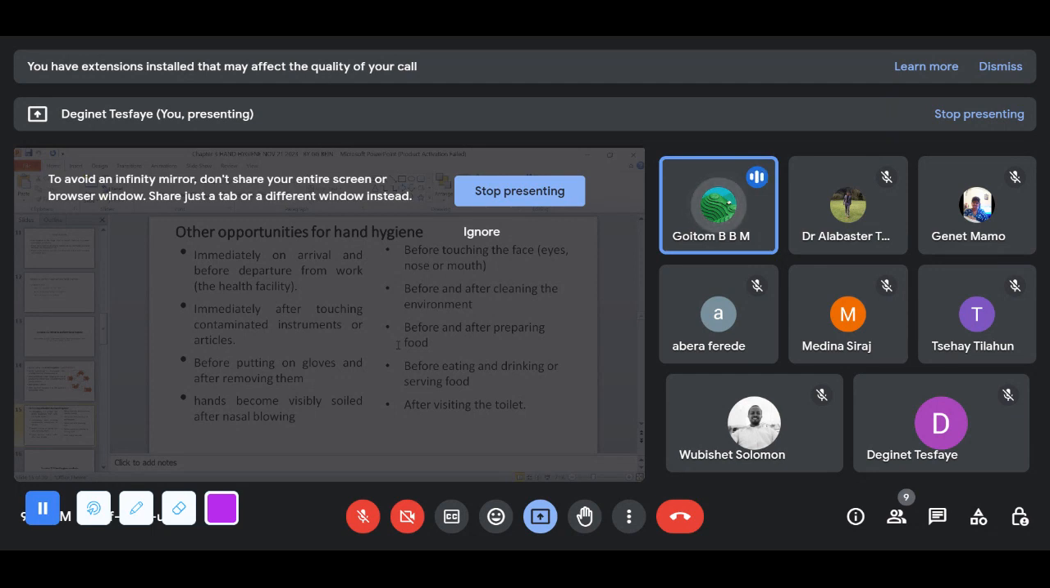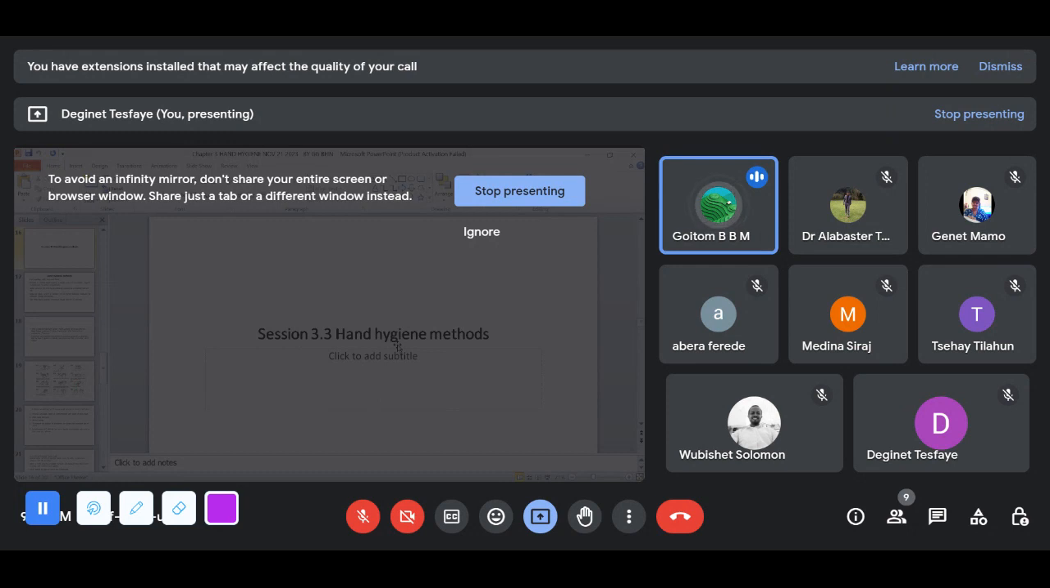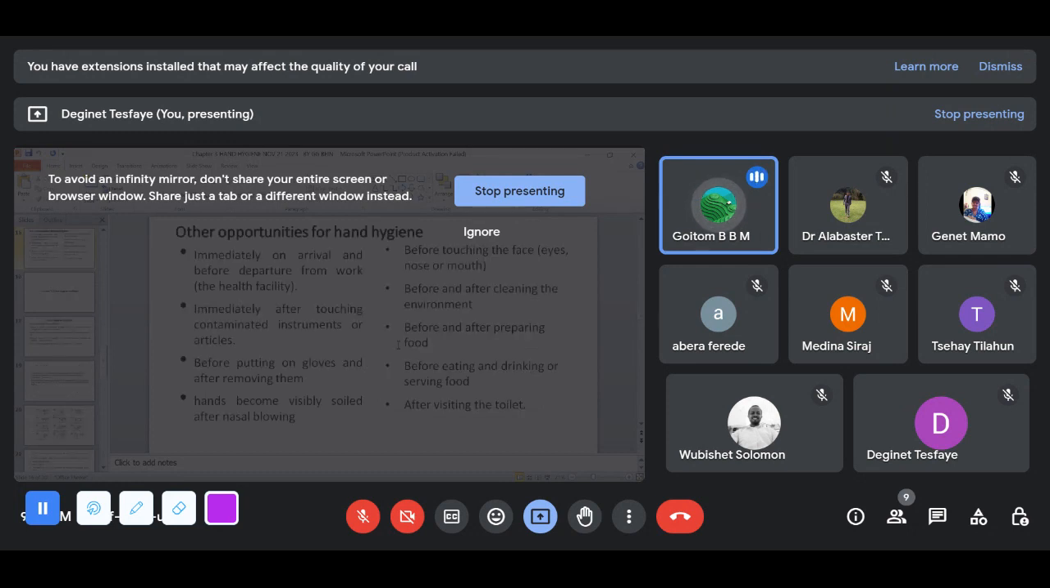As we know also, before eating and drinking or serving food, and after visiting the toilets, there are also other opportunities. But the very five are before making contact with the patient, before performing a clean or aseptic task, including touching invasive devices, after performing a task involving the risk of exposure to body fluid, after patient contact, and after touching equipment in the patient's surrounding. These are the very 5 moments where we have to practice hand hygiene.